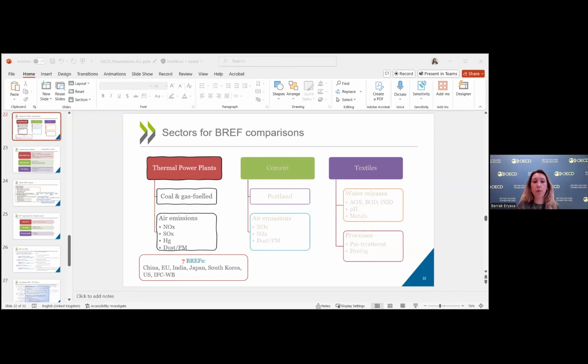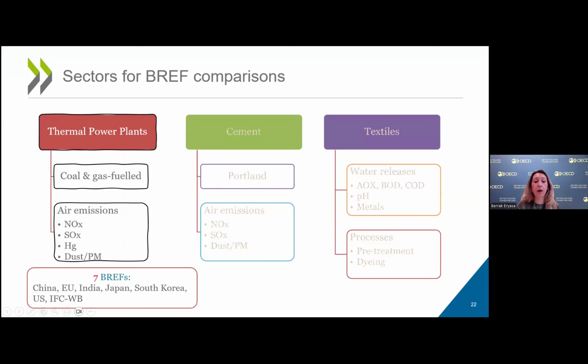In our report, we had up to 7 BREF or BREF-like documents, and they were from China, EU, India, Japan's energy efficiency table, South Korea, US, and World Bank's EHS guidelines.